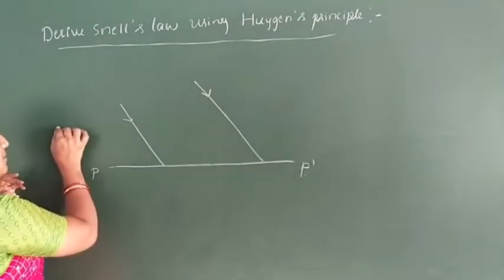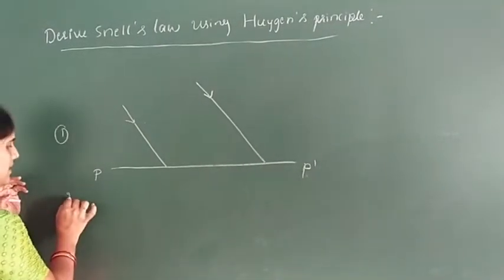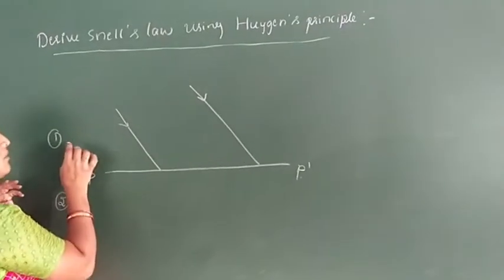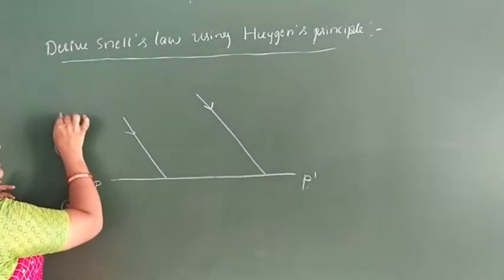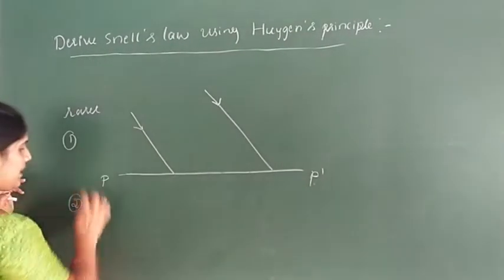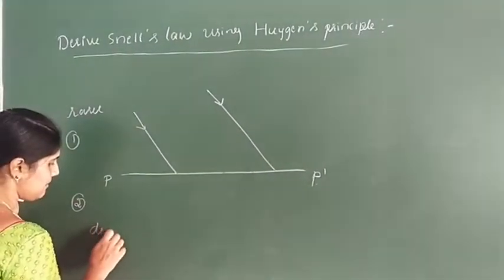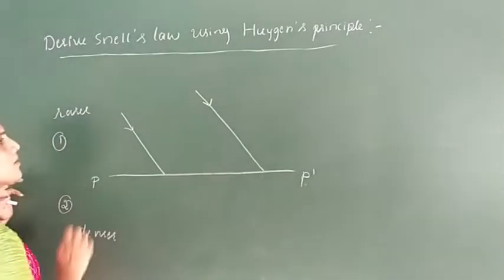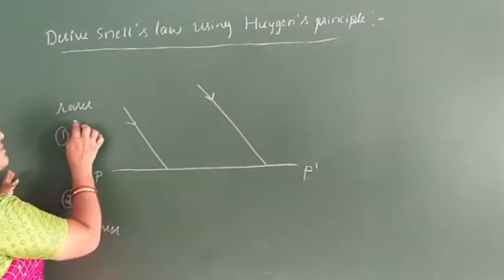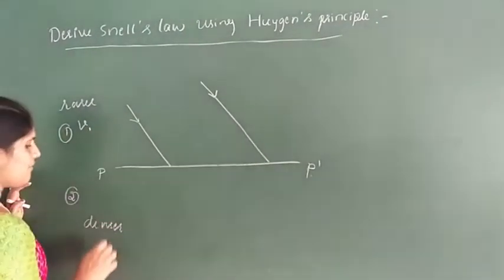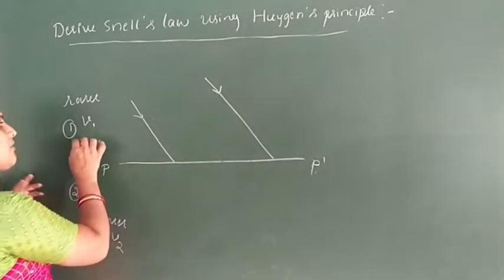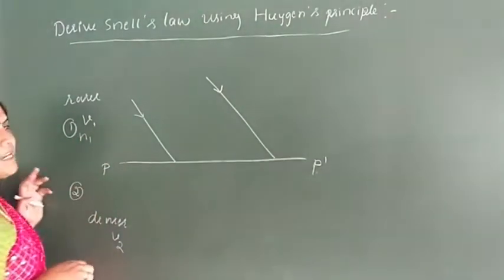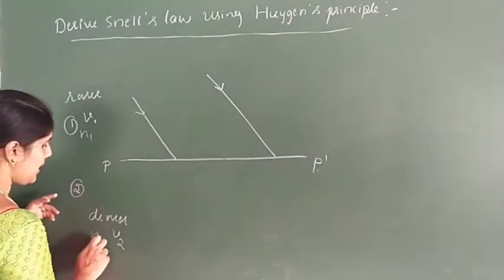Here this is the first medium and this one is the second medium. Here we consider the first medium as the rarer medium and the second medium as the denser medium. The velocity in the first medium can be taken as V1, and the velocity in the second medium as V2. The refractive index of the first medium can be taken as N1, and of the second medium as N2.